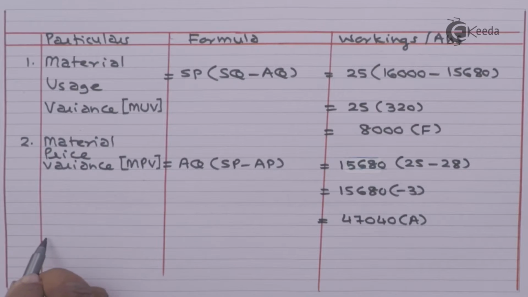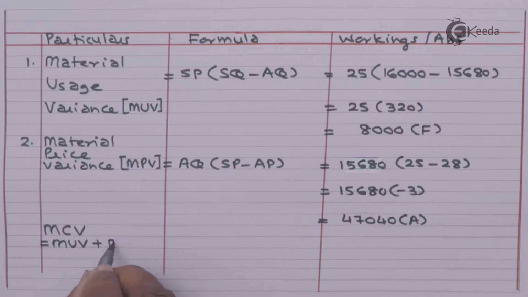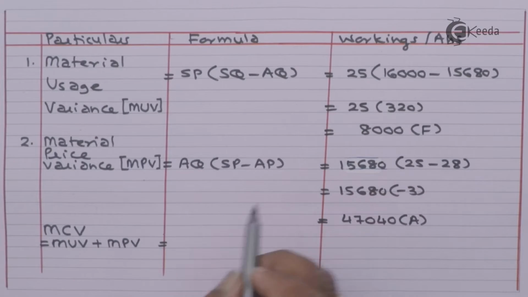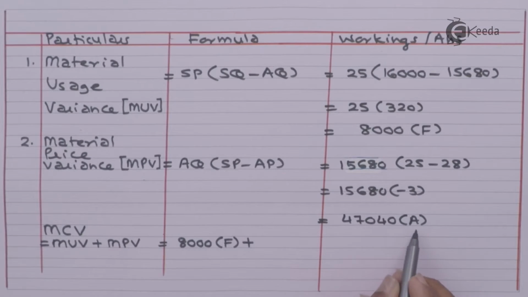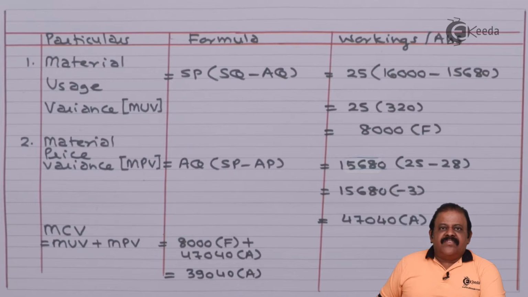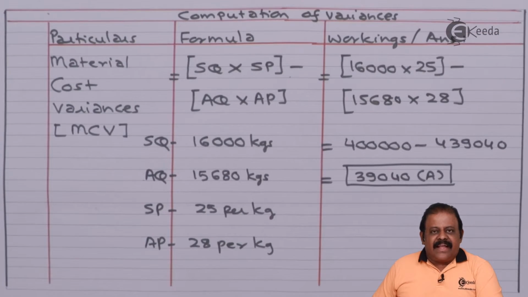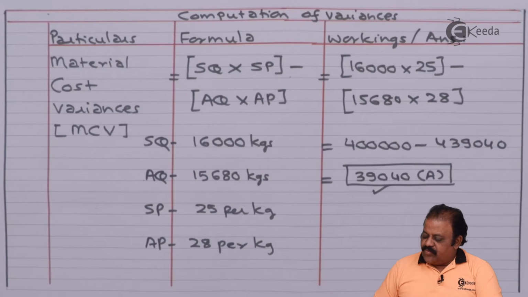We can verify material cost variance is equal to material usage variance plus material price variance. Material usage variance 8,000 favorable plus material price variance 47,040 adverse. So material cost variance, by adding these two sub-variances, 39,040 adverse. We have already calculated material cost variance 39,040 adverse. So it is matching with the material cost variance value. Let us now calculate labor cost variances.